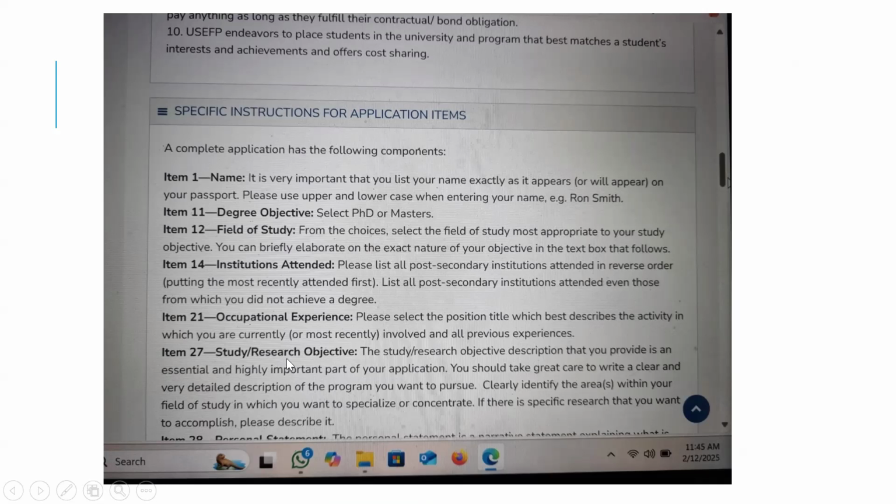Item 27, study research objective. Now, this is the essay that is equivalent to an SOP or a statement of purpose, but here the Fulbright people call it a study research objective.